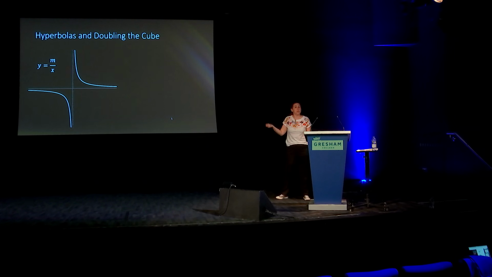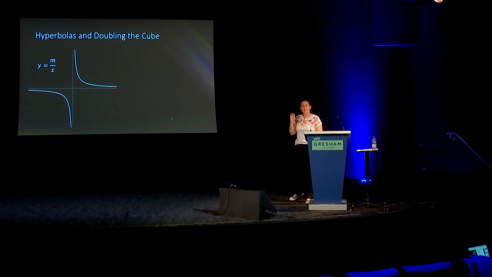But also y equals 2 over x, y equals 3 over x. You can scale it up, and in general, if m is any number, y equals m over x will be a hyperbola. Now, the heading of this slide might be doubling the cube. What's that got to do with anything?